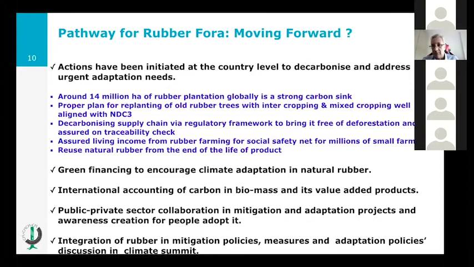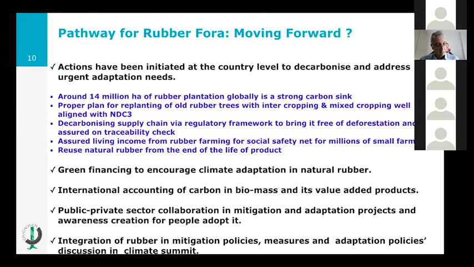Of course, this was brought in for discussion in the earlier panel by Dr. Aziz. The living income concept is already addressed in other crops like coffee and cocoa. And this topic is also brought under discussion, not yet formally, but it will soon become formal with the major producing countries, consuming countries, IRSG, IRDB, NRPC, and a global platform on natural rubber.